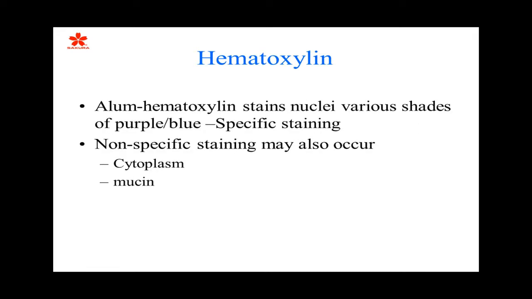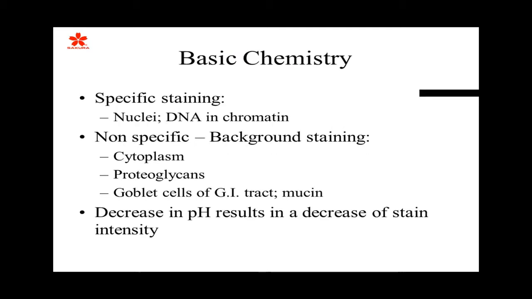Alum hematoxylin stains nuclei various shades of purple or blue. You might even see a reddish tint to it, but it should be specific staining of the nuclear detail. You should not see a lot of non-specific staining in other areas such as cytoplasm or even mucin. Specific staining is DNA and chromatin material. Non-specific background staining is sometimes in the cytoplasm, the proteoglycans, and this is where you see it most often, in the goblet cells of the GI tract, where you'll see strong mucinous staining.